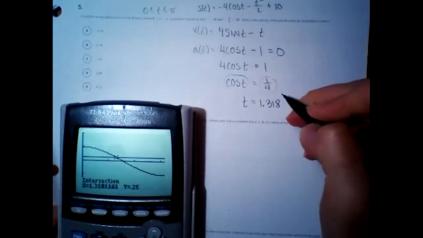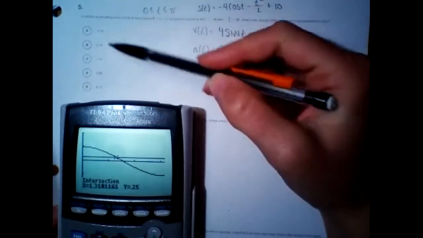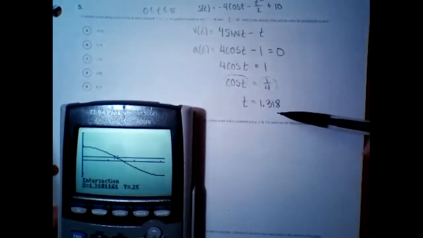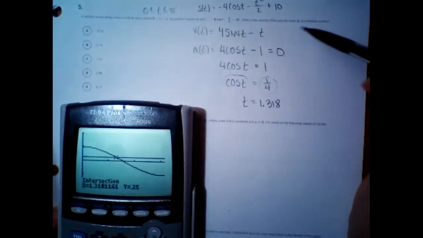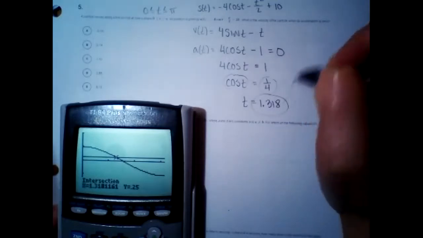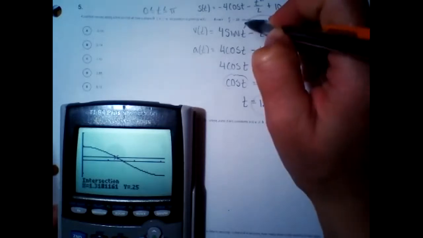Now, because they are super evil, that's an answer choice over here. We're not done with this problem, but that is an answer choice, so just be really careful. They asked, what is the velocity at that time? So you have to take this 1.318 and plug it back into velocity.